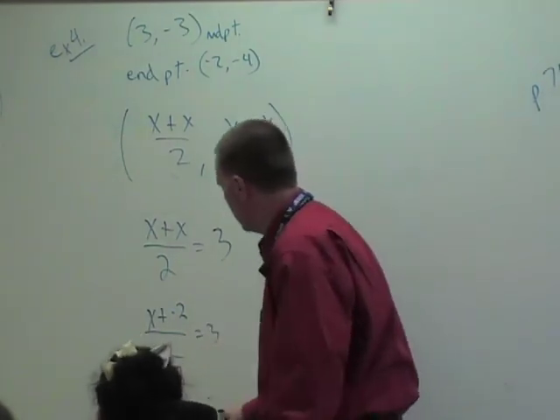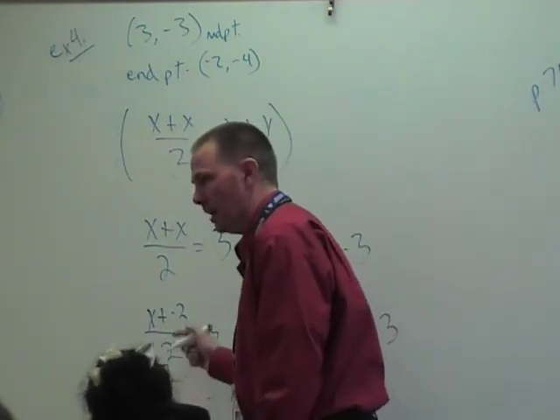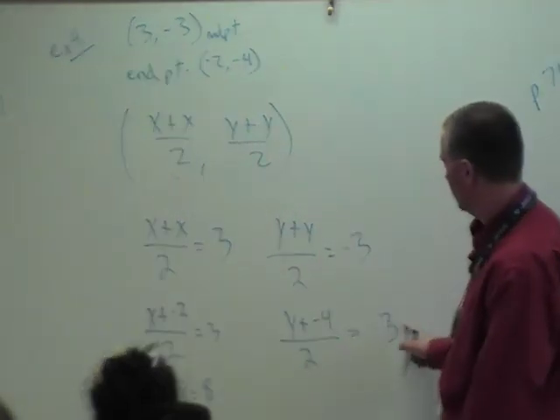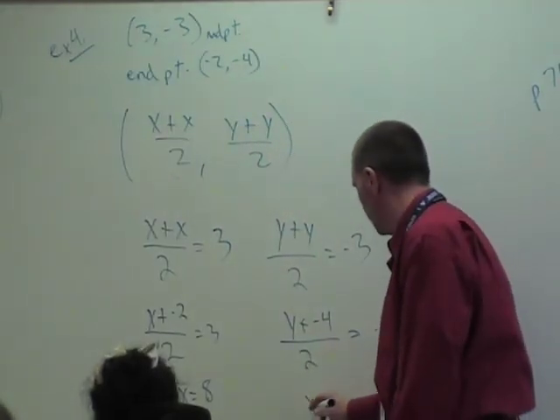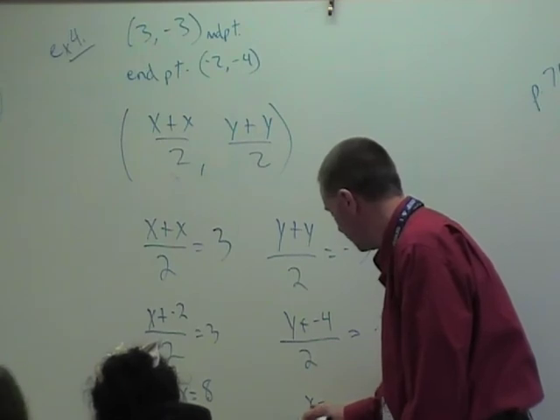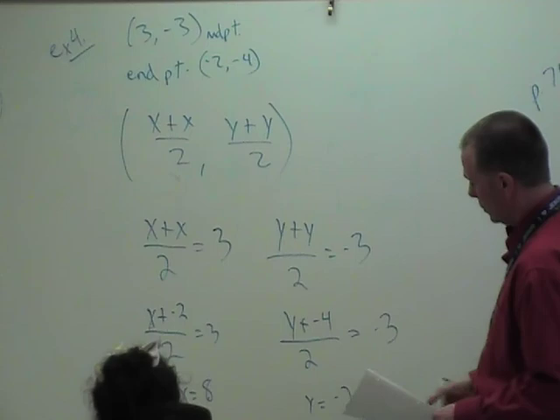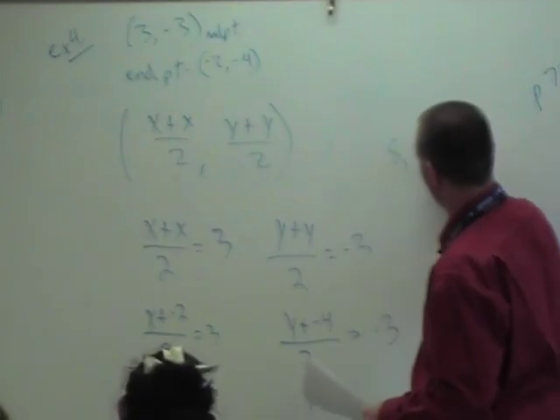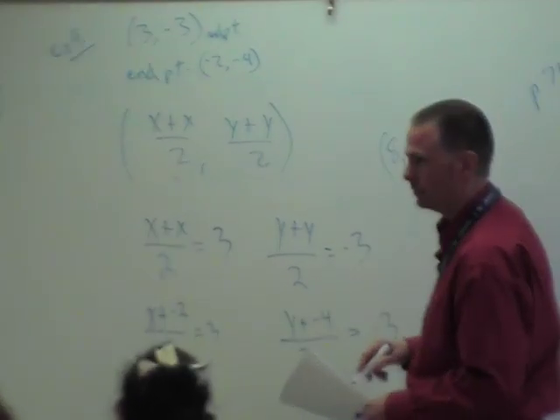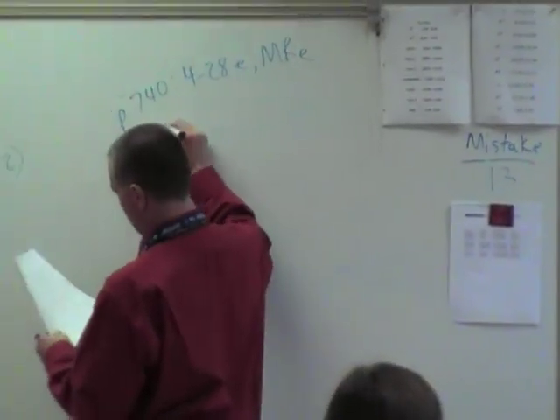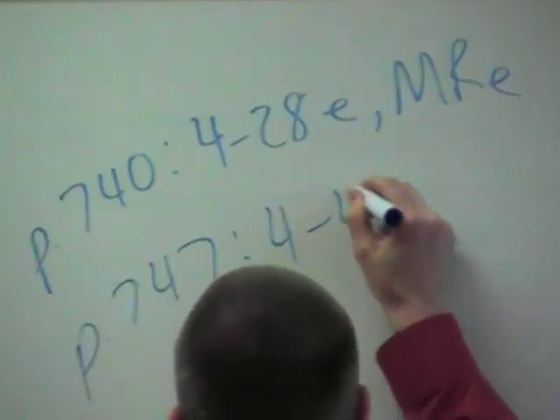Alright, multiply by 2, x plus negative 2 equals 6, add 2, x equals 8. That's negative 6, add 4, y equals negative 2. So the endpoint would be 8, negative 2. Alright, your assignment for this page, page 747, 4 to 40 evens.